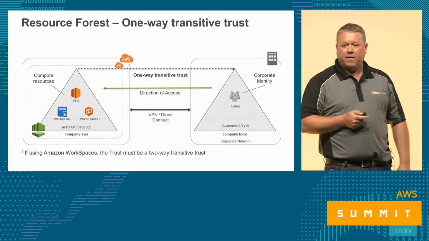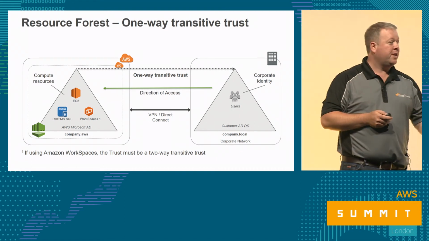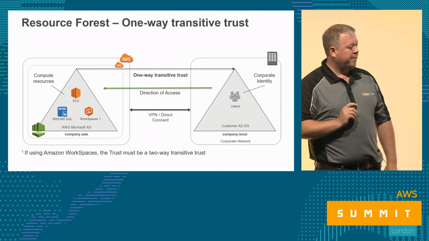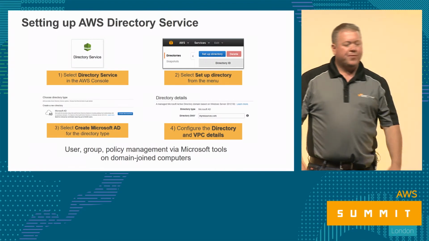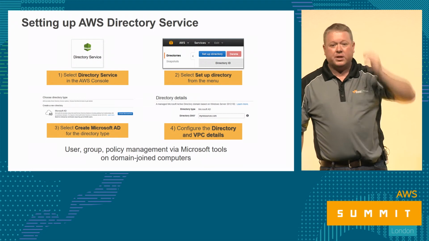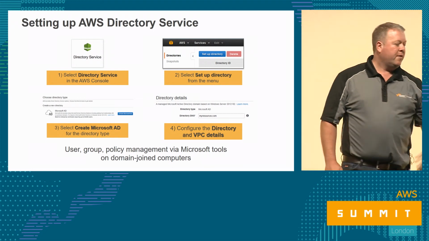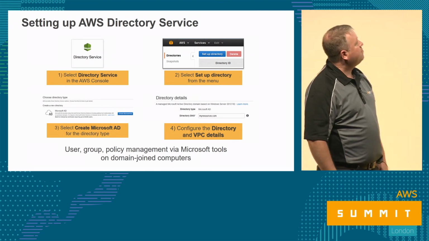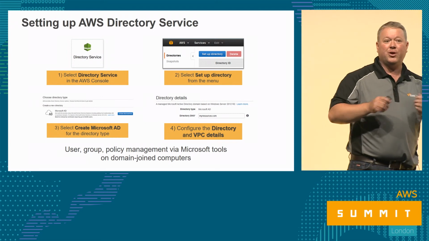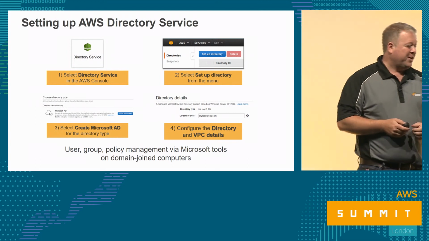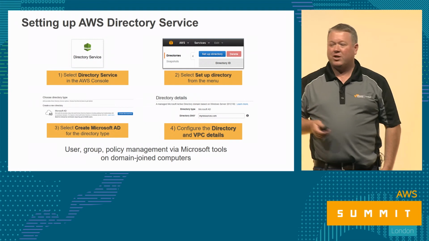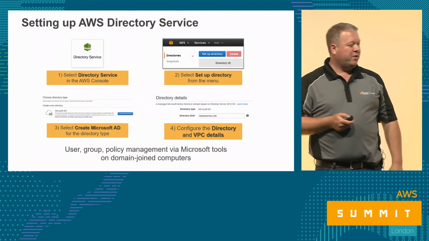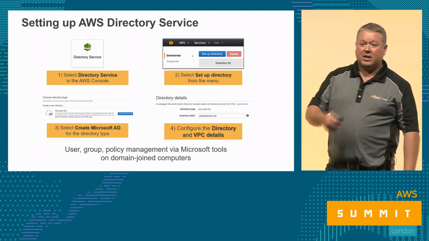Again, just finalizing this, we're talking about separation of identity and control. So how does this all work and how do I set this up? I've only shown the console piece here because, at the end of the day, it's Windows, right? Everybody's used to doing the GUI. So in this case, I go to the directory services console. I select set up directory.